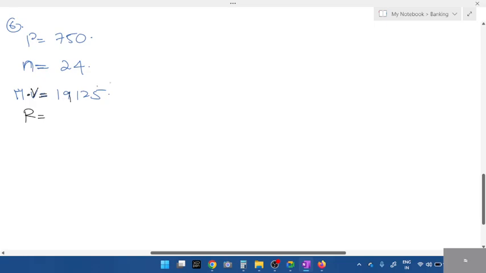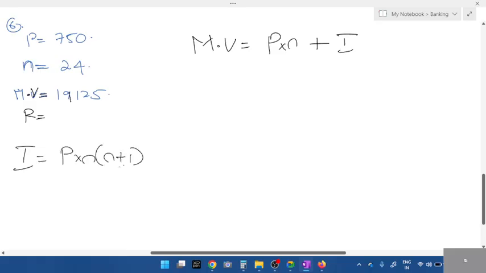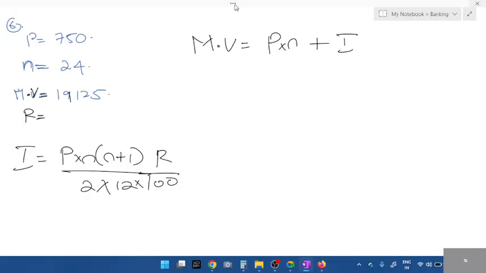If maturity value is given, first use the maturity value formula. What is maturity value? P into N plus I. How do you find R, students? R comes in which formula? Interest. What is the interest formula? P into N into (N plus 1) divided by 2 into 12, into R divided by 100. So in order to find the interest rate, which formula do we need to use?